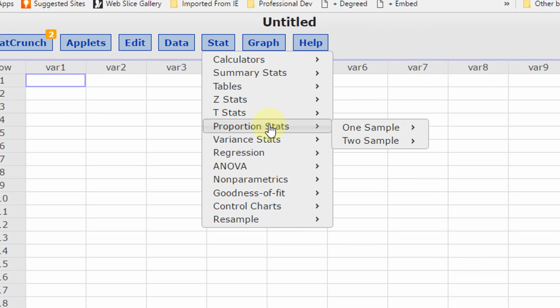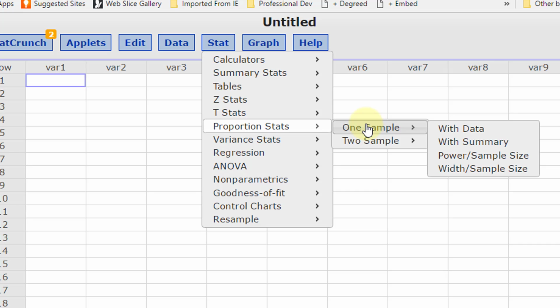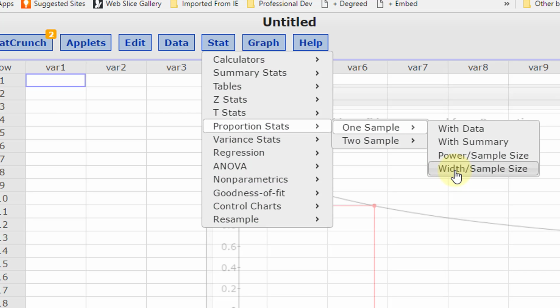So I go back to proportion stats, one sample, and then I've got a choice of with data, with summary, power/sample size, with width/sample size. Well, we know we're not dealing with data or with summary of data. We just have a confidence interval. We want to find the sample size, so it's got to be one of these two. And since we're given the width of the interval, I'm guessing that it's going to be that one.